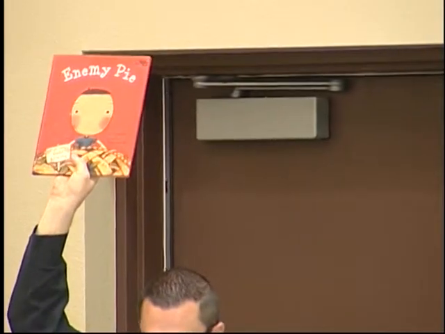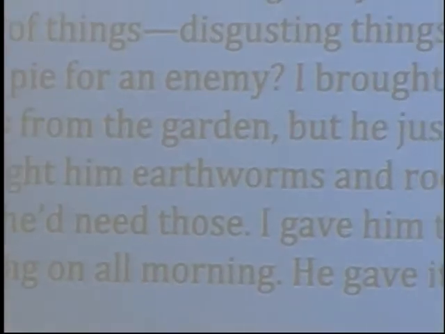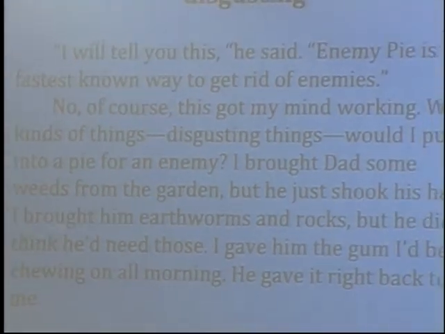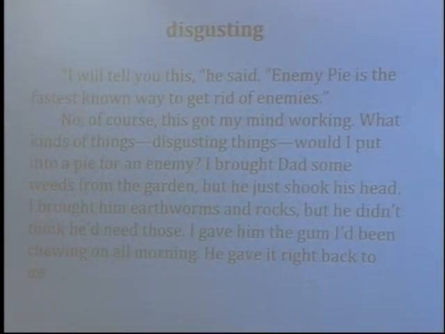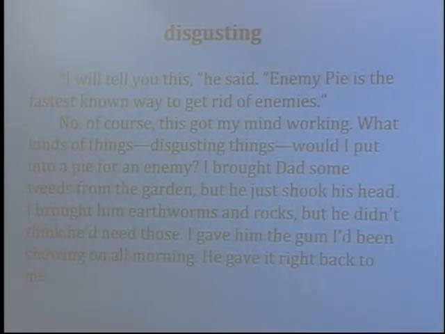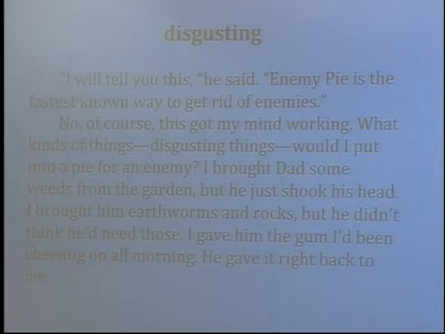Remember this book. I will tell you this, he said. Enemy pie is the fastest known way to get rid of enemies. Now, of course, this got my mind working. What kinds of things? Disgusting things. Would I put into a pie for an enemy? I brought Dad some weeds from the garden, and he just shook his head. I brought him earthworms and rocks, but he didn't think he'd need those. I gave him the gum I'd been chewing all morning. He gave it right back to me.